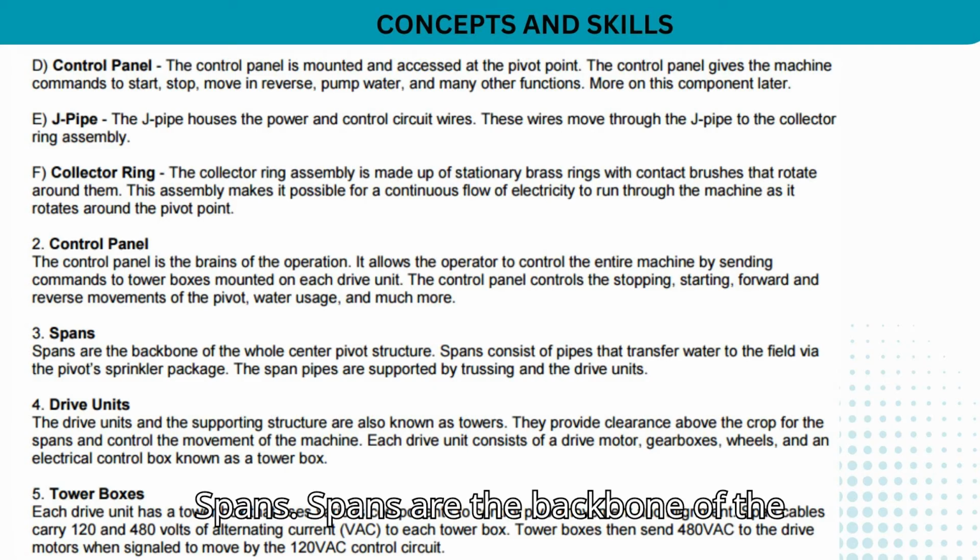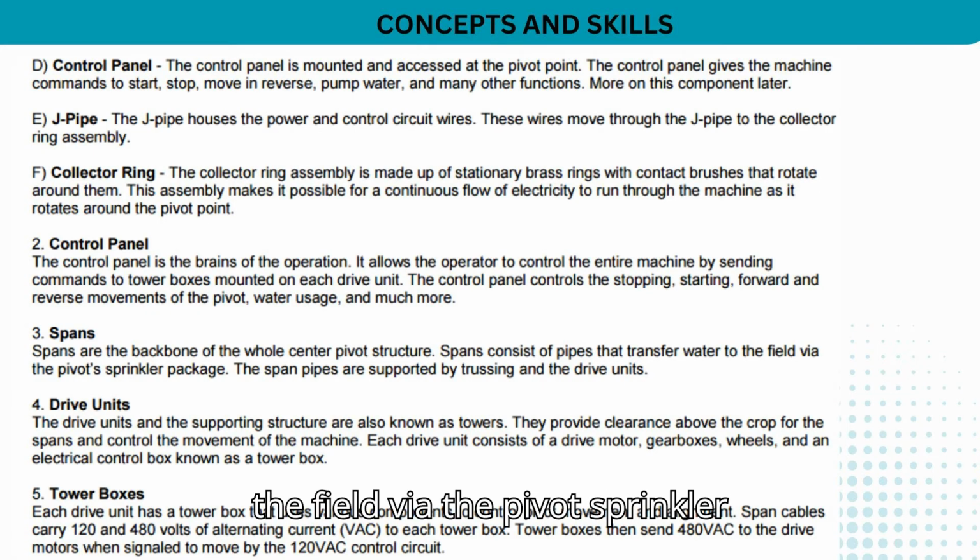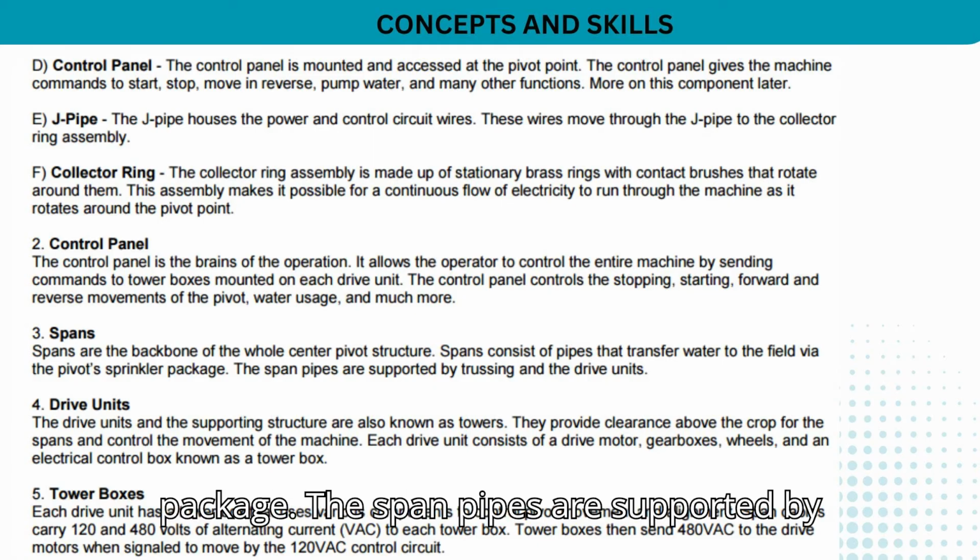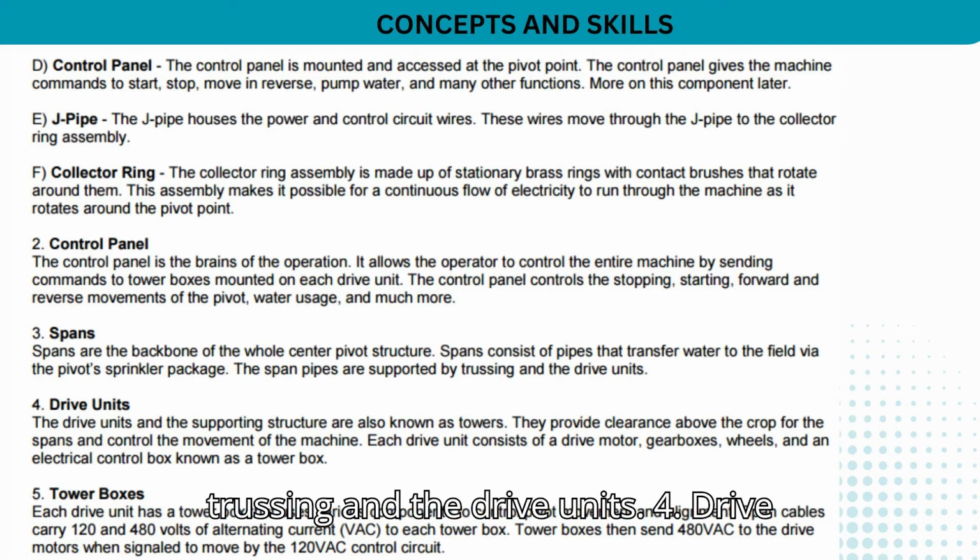3. Spans. Spans are the backbone of the whole center pivot structure. Spans consist of pipes that transfer water to the field via the pivot sprinkler package. The span pipes are supported by trussing in the drive units.